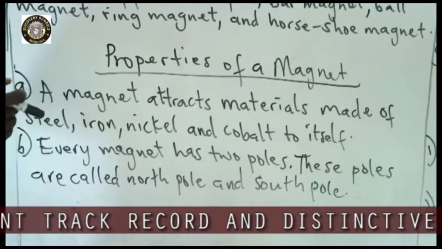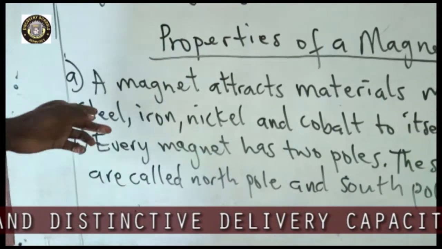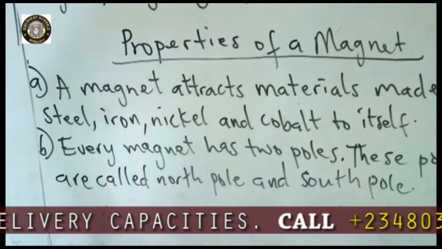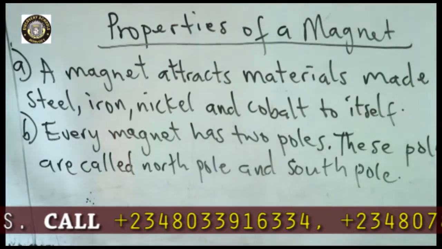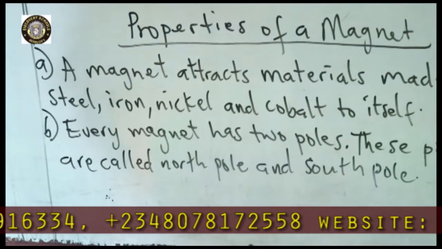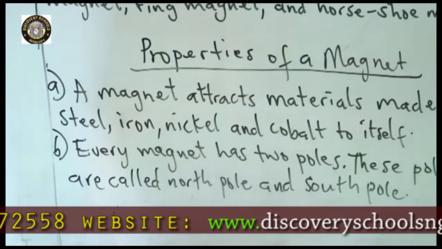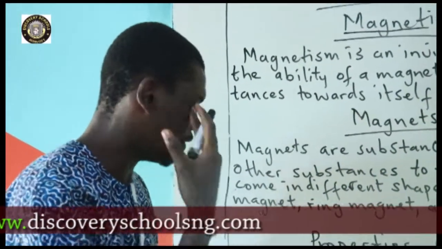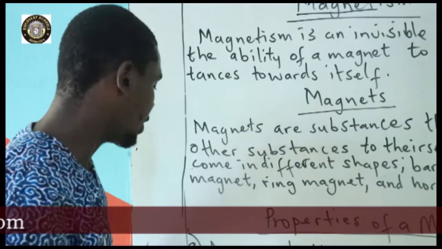Now next we look at properties of a magnet. Now the first one we look at here is that the magnet attracts materials made of steel, iron, nickel, and cobalt to itself. So magnet does not attract every kind of material to itself. There are certain materials, certain type of metals in fact, that it attracts to itself. And these are examples: steel, iron, nickel, and cobalt.